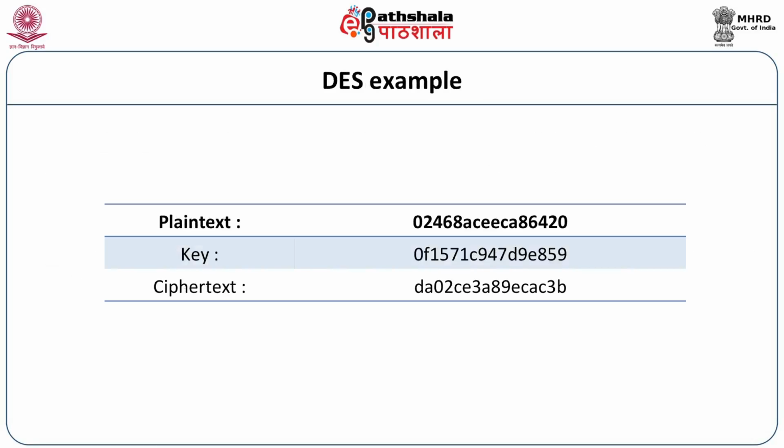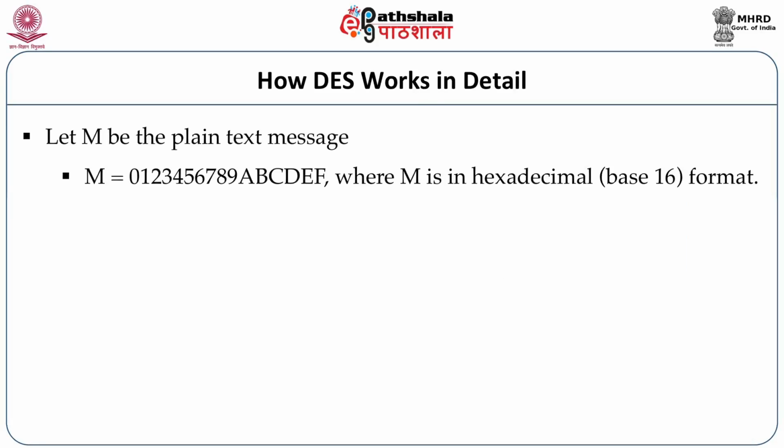Example is on the screen. Plain text is given: 02468ACEECA86420. Key passed is 0F1571C947D9E859. The ciphertext generated is DA02CE3A89ECAC3B. But what it is and how the process goes, that we are going to see in detail.